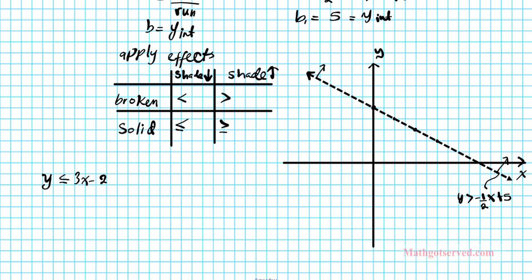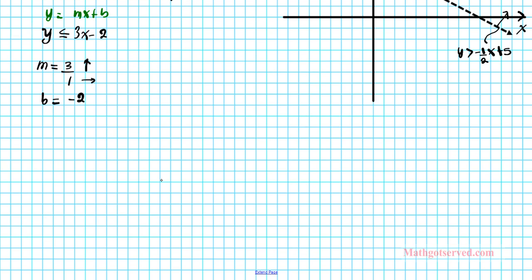So to make it easier on us, let's write down the slope-intercept form of the equation of a line, y equals mx plus b. So we can clearly see that m is 3 and b is negative 2. So our slope is 3 over 1. So we're going to rise 3 and run 1. And our y-intercept is negative 2. This is where we're going to start on the y-axis. Now since we have less than or equal to, that means that it's going to be solid, and we're going to shade down.